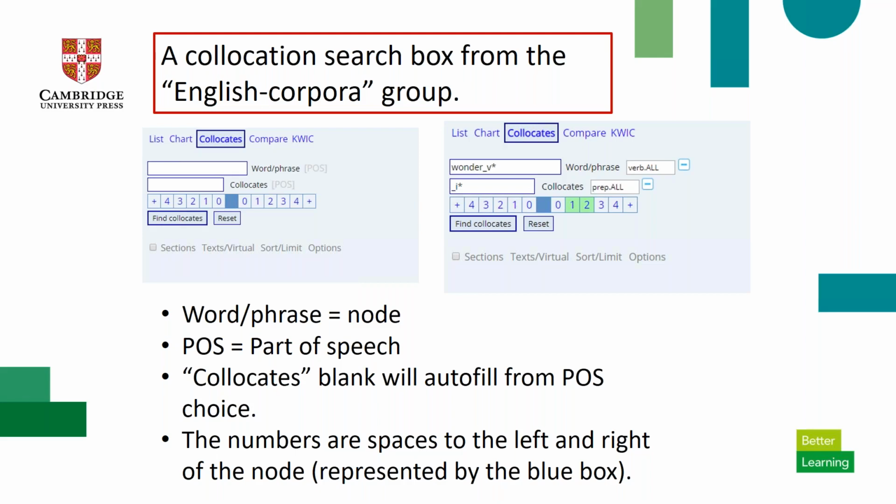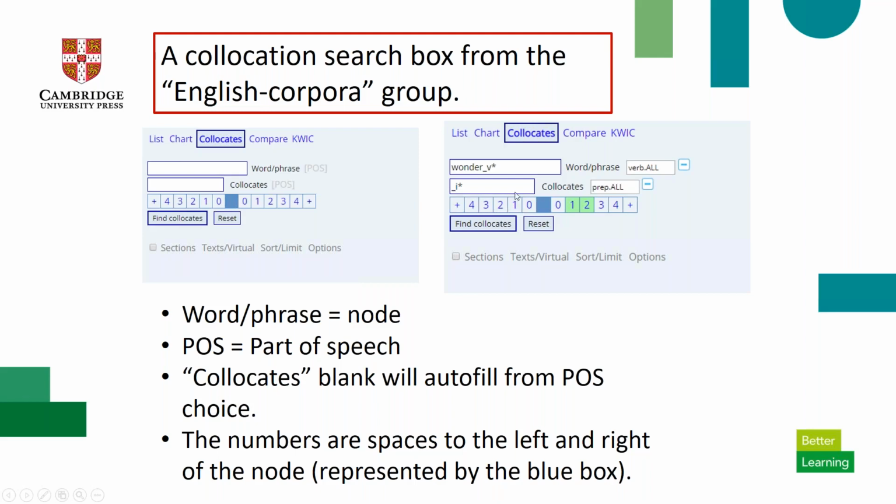Well, in this tool, you would put in prep so that you would be searching for which preposition would follow it. And this set of numbers, this is what researchers call the span. That is, if you put your node in this blue box that is in the center of the span, you can choose to go a certain number of spaces to the right or a certain number of spaces to the left to search for your collocations.